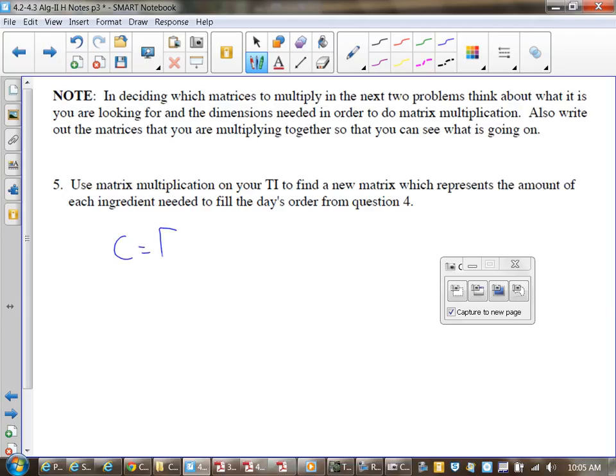And it was 20 rolls, 200 bread, 50 cakes, and 60 pies. Okay? That was the order that they were giving you. This is a 1x4.